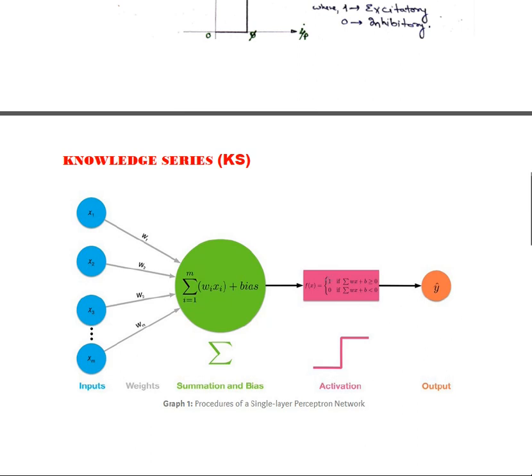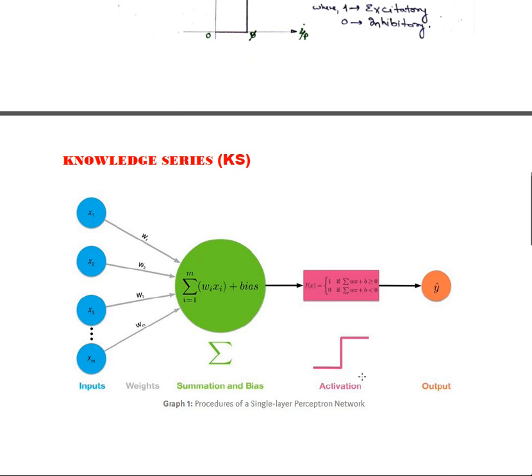Now here, what is 1? It is excitatory, and 0 is inhibitory. You have to keep that in your mind. 1 is excitatory and 0 is inhibitory. And which type of activation function is it? This one is a linear activation function. So this is for your understanding.